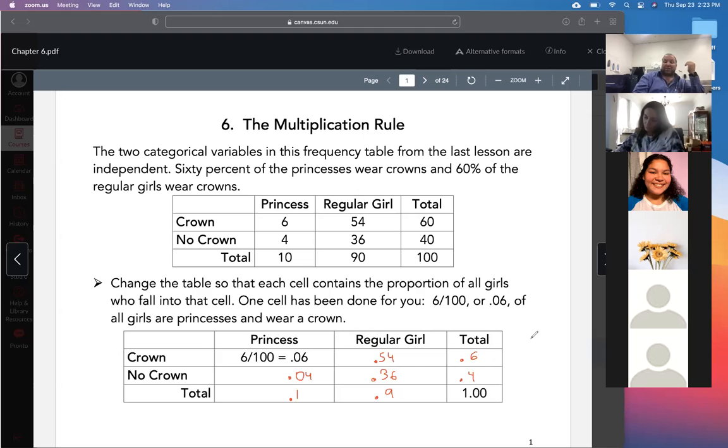Okay, so rather than having the counts, we have the percentages. 6/100, 4/100, 54/100, 36/100, and so on. I don't know why we're doing this yet, but I could do it, correct? Nothing's wrong with what I did. We agree? Yes. Okay, so let's try to see why we're doing this.